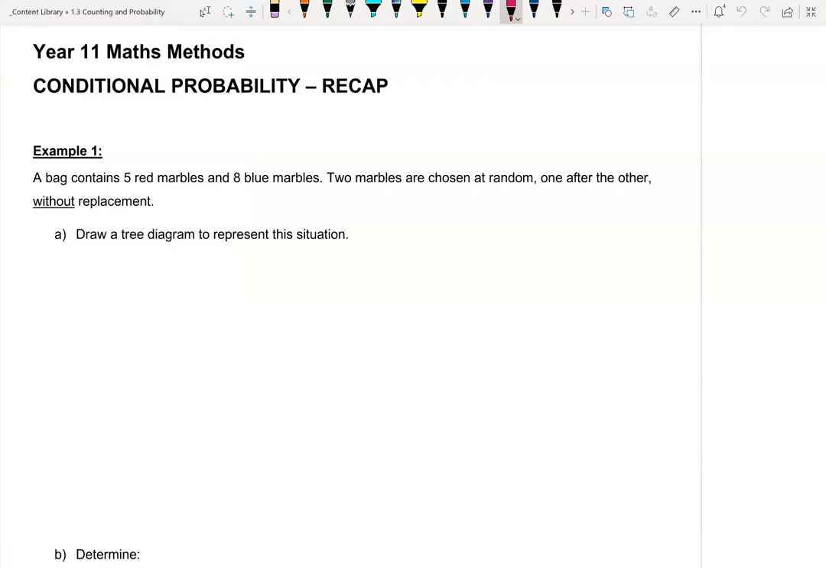In this video, we're going to recap our understanding of conditional probability. So conditional probability is when we're given a condition or a restriction that changes the total number of outcomes in an event that we're considering. We know if we have two events, A and B, the probability of A given B means the probability that A will happen given B has happened.